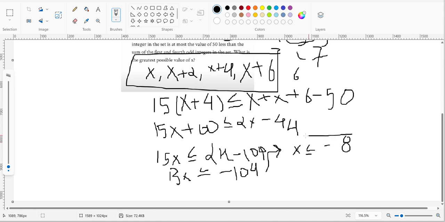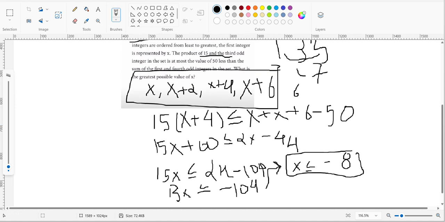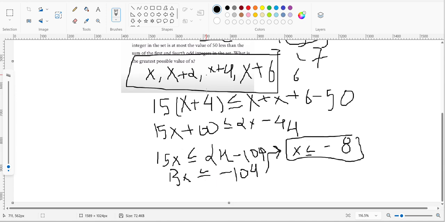Now we have got the range of x, but according to our question, x is an odd integer. So we have to see which is the greatest possible value of x that is an odd integer. So in this case, the value of x is less than or equal to minus 8, which means the greatest possible odd integer will be minus 9, because every other value than minus 9 will not be the greatest value. So the answer to this question is x equals minus 9.